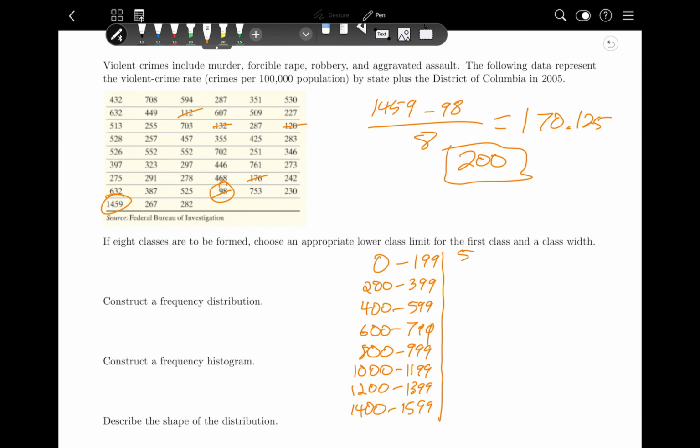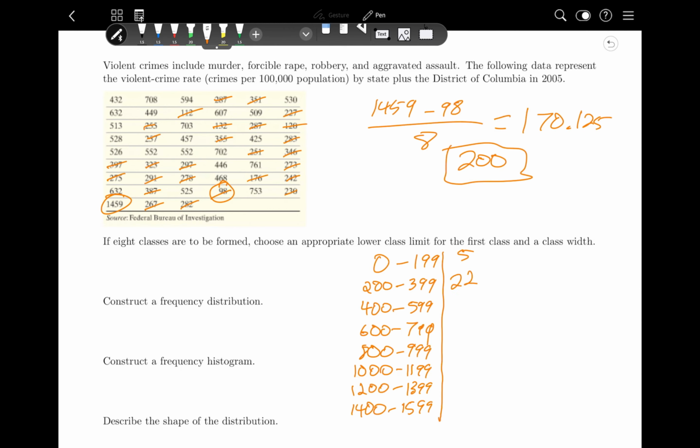Okay, so now we're doing 200 to 399, so anything that starts with a 2 or a 3. So 1, 2, 3, 4, 5, 6, 7, 8, 9, 10, 11, 12, 13, 14, 15, 16, 17, 18, 19, 20, 21, 22. So I get 22 things in that second class.